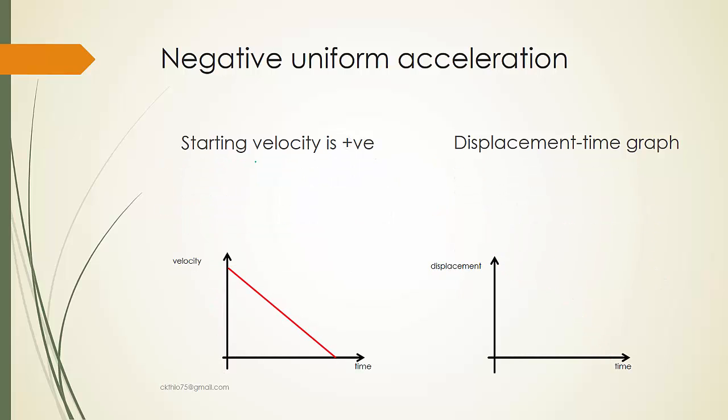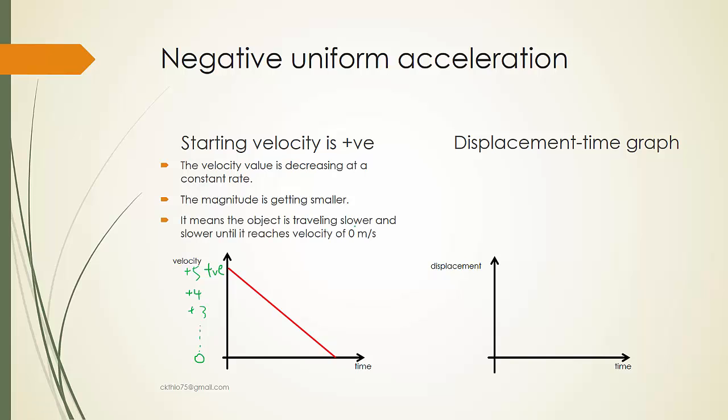So for a positive starting velocity, you have a positive starting velocity but a negative acceleration. The velocity value is decreasing at a constant rate, but since it's positive, you have maybe +5, then +4, +3, and so on until it reaches 0. So the magnitude in this case is getting smaller and smaller, so the object is traveling slower.